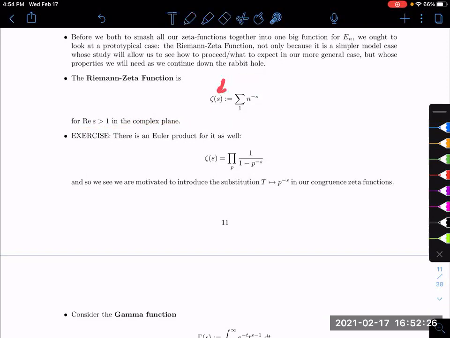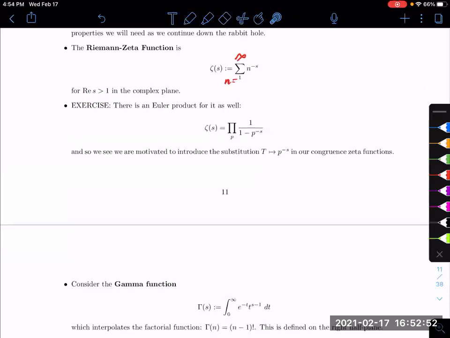So s here is a complex variable. And the Riemann zeta function is the following function. You take the sum from n equals 1 to infinity of n to the negative s. And you restrict the real part of s to be bigger than 1 so that this makes perfect sense in the complex plane.